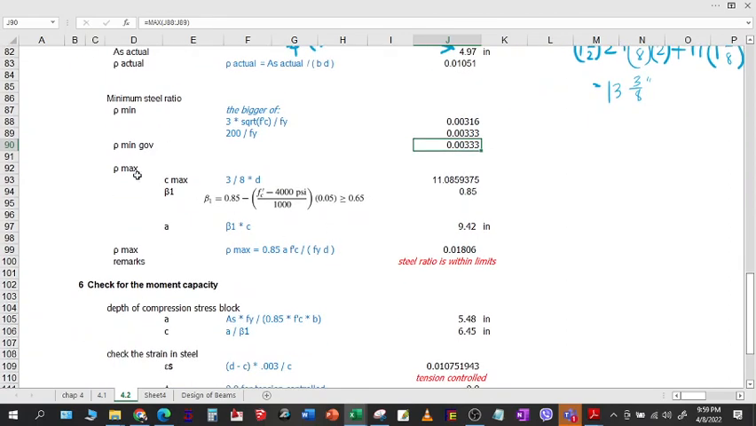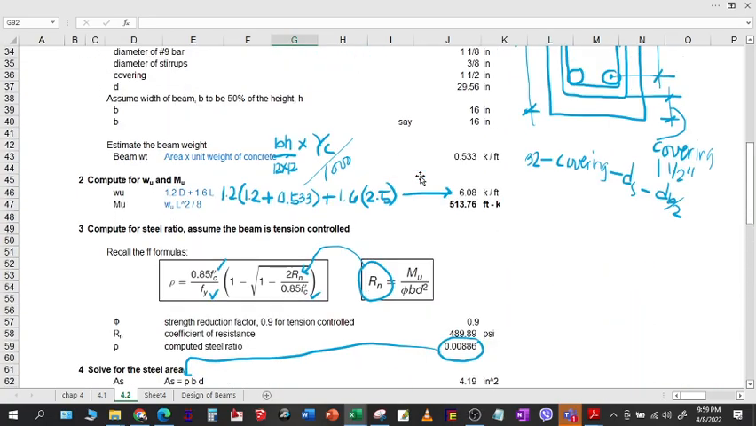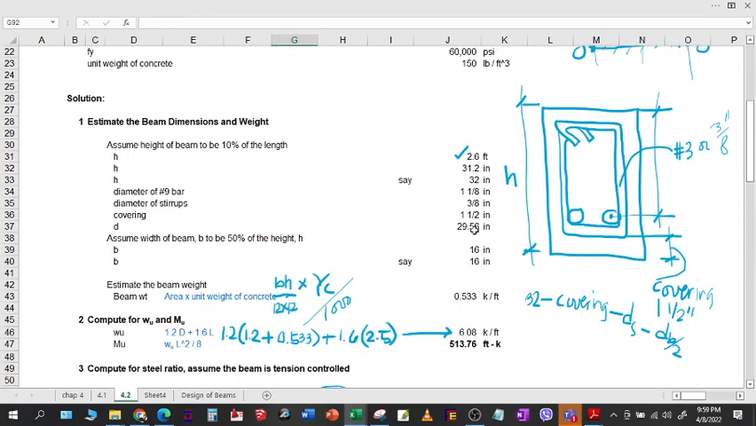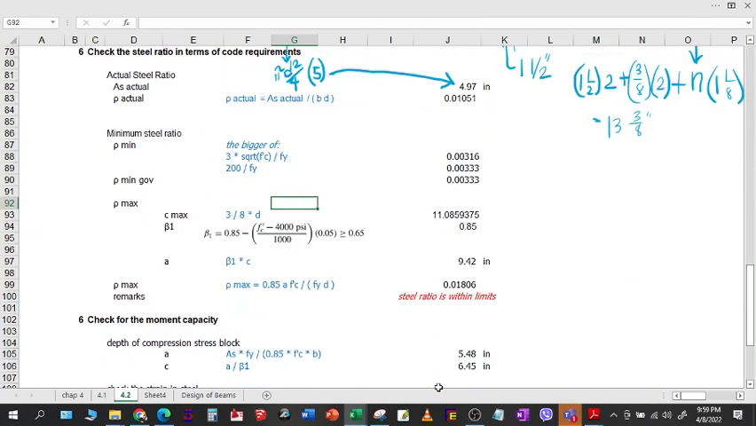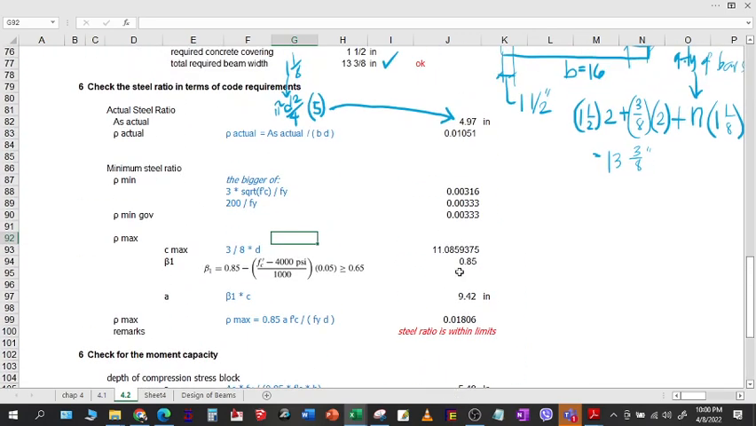And then you also solve for the maximum steel ratio. To solve that, we need the c maximum and the a maximum. C maximum is 3/8 of d. So simply multiply 3/8 times your d, which is here. This is your d. So d times 3/8 will be 11.085. And then compute your beta 1 using this formula.